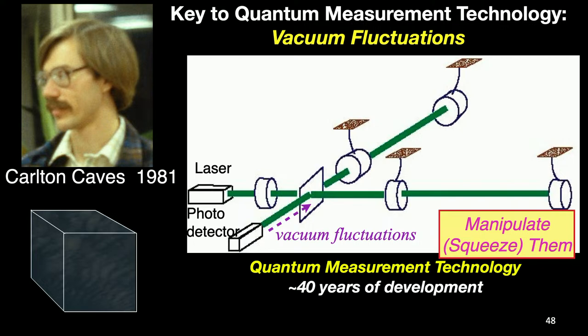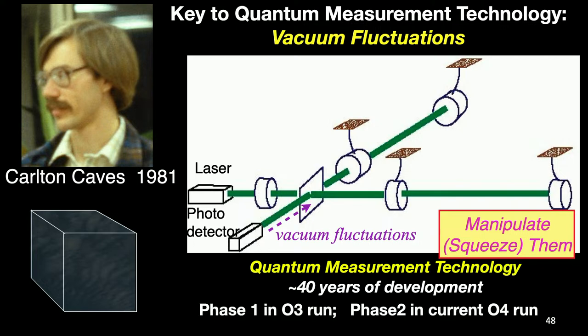Anyway, so there followed then a development of quantum measurement technology over a period of 40 years. And that was an effort that was initially done outside of the LIGO team and then within the LIGO team and the Virgo team as well. Groups, especially in Germany and in Australia and in the U.S.